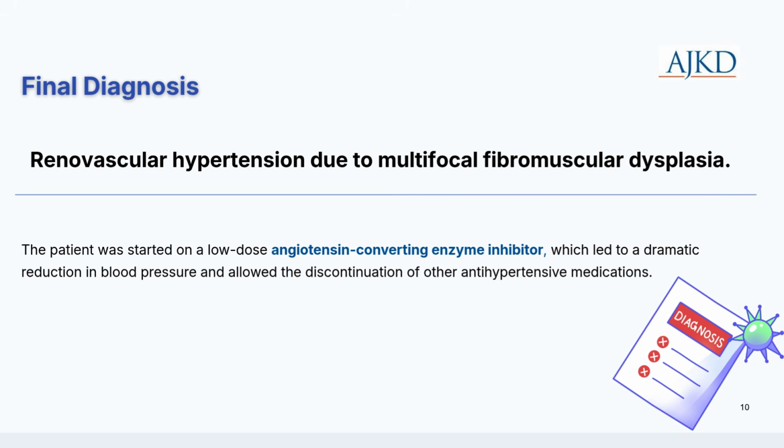The patient was started on low-dose ACE inhibitors, and the response was dramatic. Blood pressure dropped quickly, and most of the other antihypertensives could be discontinued. It's a great reminder that once you identify the true driver of the hypertension, the treatment becomes much more targeted and much more effective. So this slide really wraps up the story: complex presentation, subtle clues, limitations of routine imaging, and finally, a very specific diagnosis that ties every abnormality together.